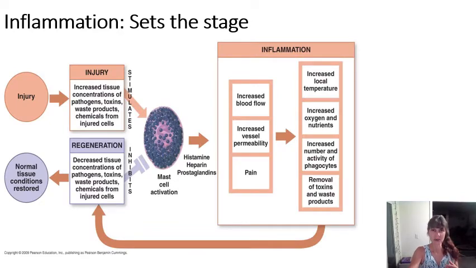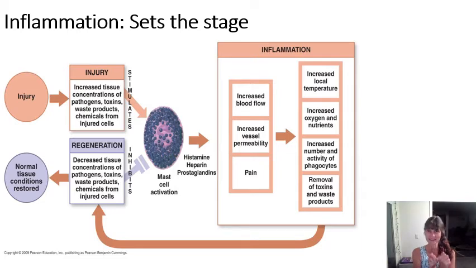So with injury, we see that there is an increase in tissue concentrations of pathogens, toxins, waste products, as well as chemicals from the cells that have been damaged or injured. That activates mast cells to not only release histamine and heparin, we're also going to see the release of chemicals called prostaglandins. You'll remember that prostaglandins are a type of lipid molecule that will send pain signals. There are different prostaglandins through the body, and some actually help protect the lining of the stomach. In this case, they're going to be for pain signals.